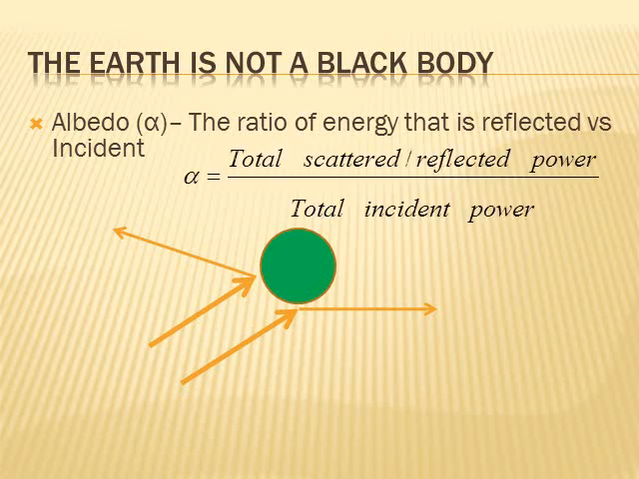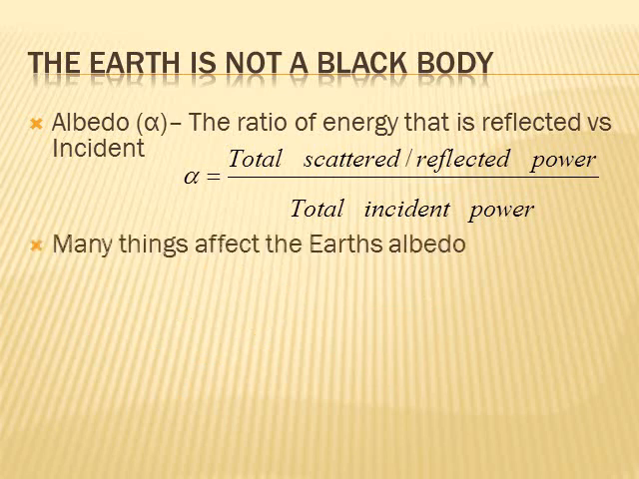Okay, so in short, calculation-wise, it would be the total scattered or reflected power, so whatever amount of intensity leaving right here, divided by the incident power. So it'd be 340 divided by whatever amount we can tell is being reflected. Okay. And so we could calculate that if we had those quantities.